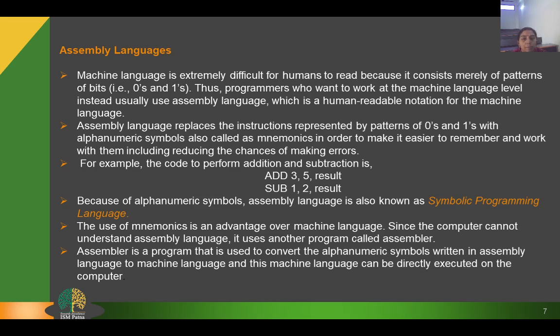Assembly language replaces the instructions represented by patterns of zeros and ones with alphanumeric symbols called mnemonics. As assembly language uses mnemonics, it is also termed mnemonic language, or symbolic programming language. The use of mnemonics is an advantage over machine language. Since the computer cannot understand assembly language directly, it uses another program called an assembler, which converts the alphanumeric symbols written in assembly language to machine language, and this machine language can be directly executed on the computer.